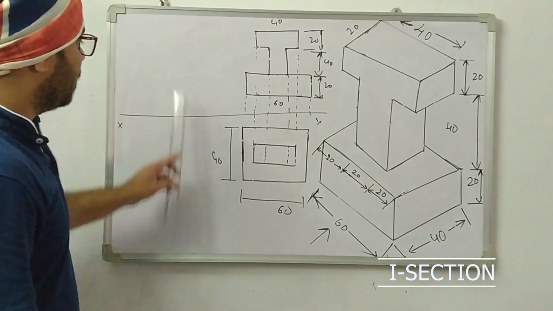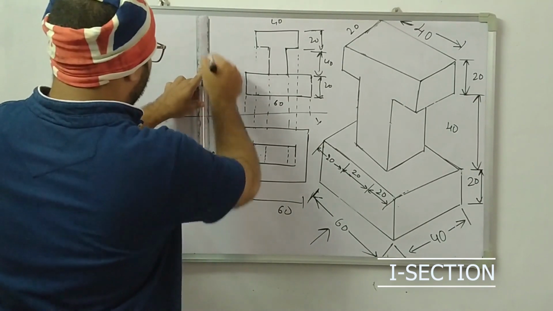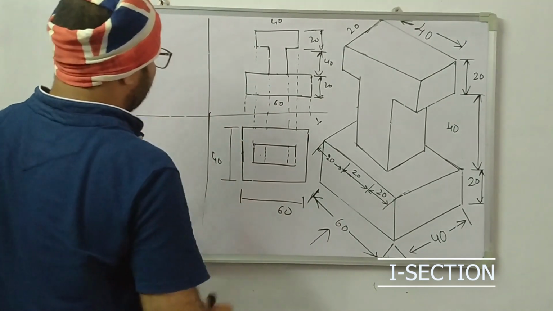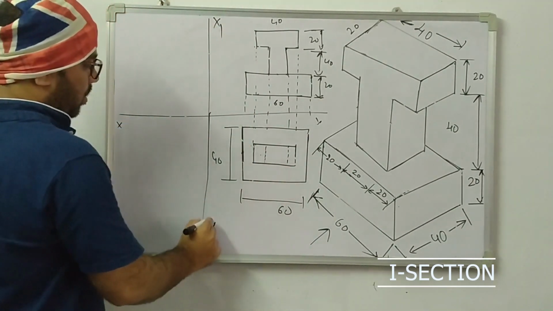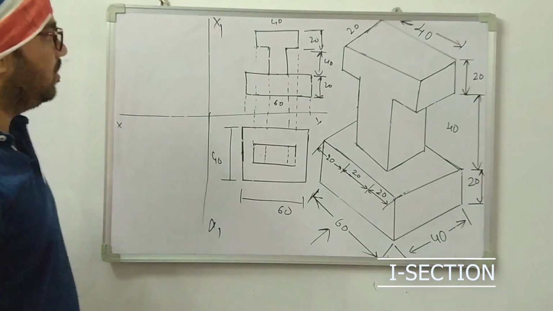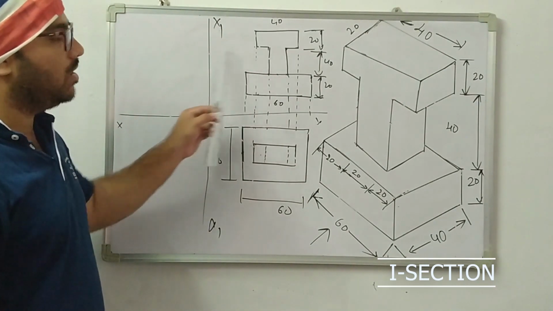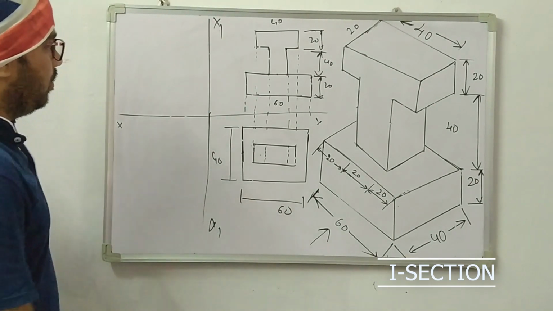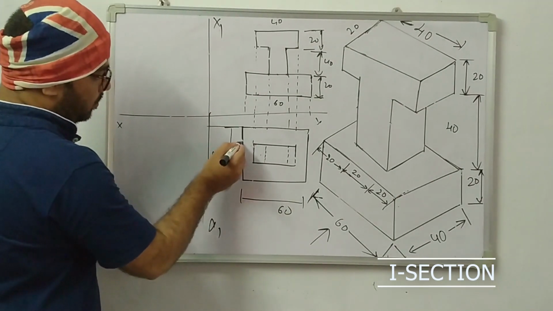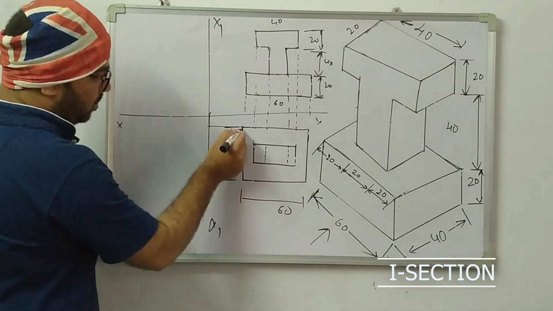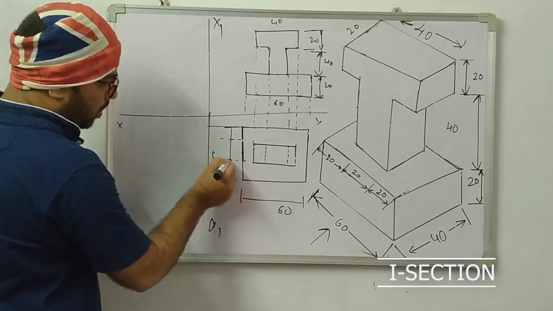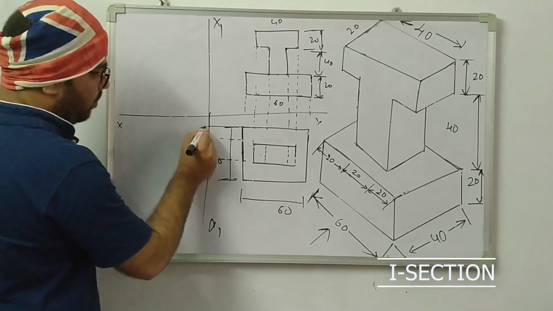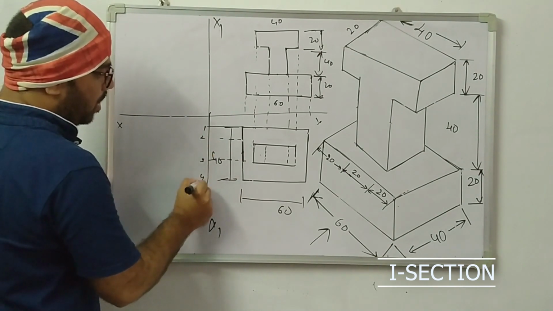Now we are going to construct another reference line in order to draw the side view. To draw the side view, what is the procedure? Simply, what horizontal lines are there? We are projecting the horizontal lines like this. This is the first one, second one, and third one. This is the fourth one. So first, second, third, and fourth.